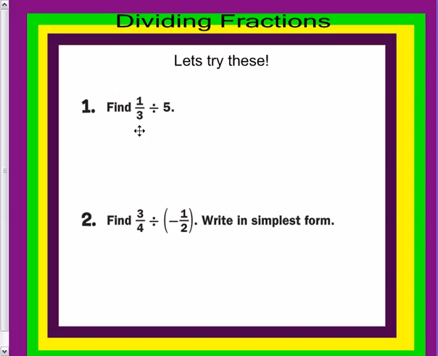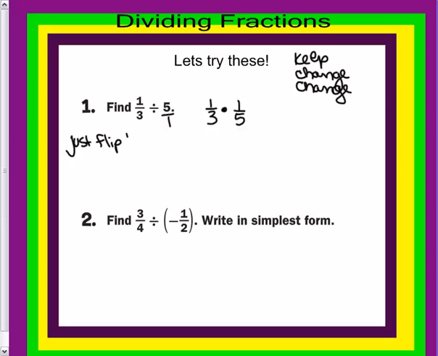Okay, so let's try these. 1/3 divided by 5. So let's think of this as like 5 over 1. So you leave the first number, you change the division to a multiplication, and you change the 5 over 1 to a 1/5. We call this keep, change. Okay, if that helps you remember it. Or just flip and multiply.